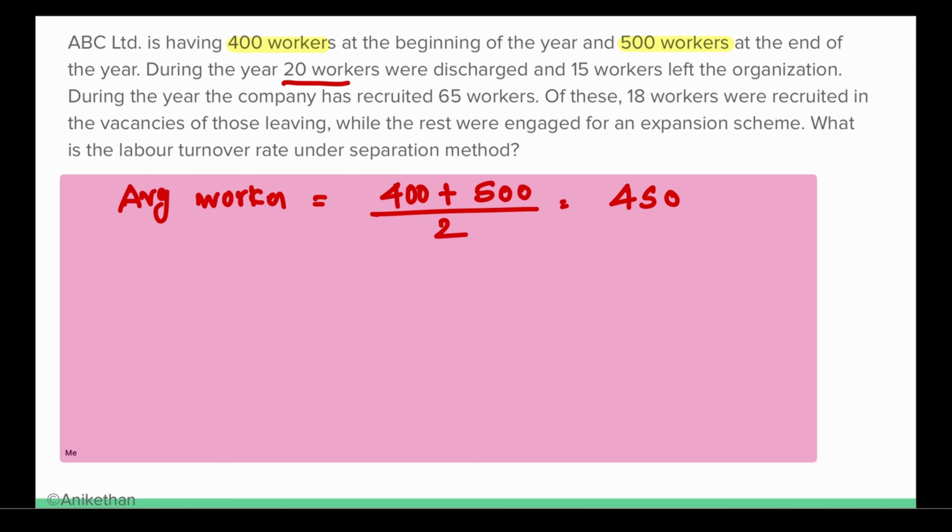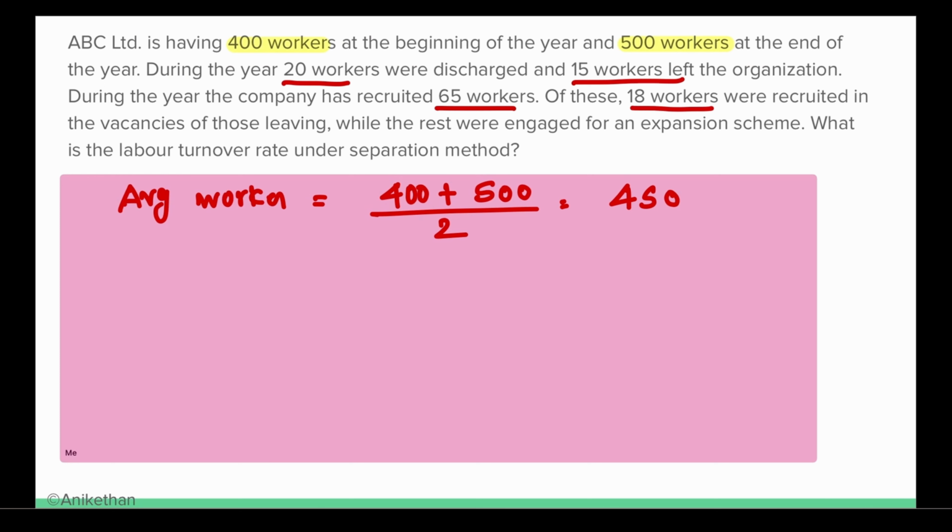15 workers left the organization. Again, it's a separation case. During the year, the company recruited 65 workers. This is addition. Of these, 18 workers were recruited in the vacancies of those leaving. So that means this is replacement. While the rest were engaged for an expansion scheme.